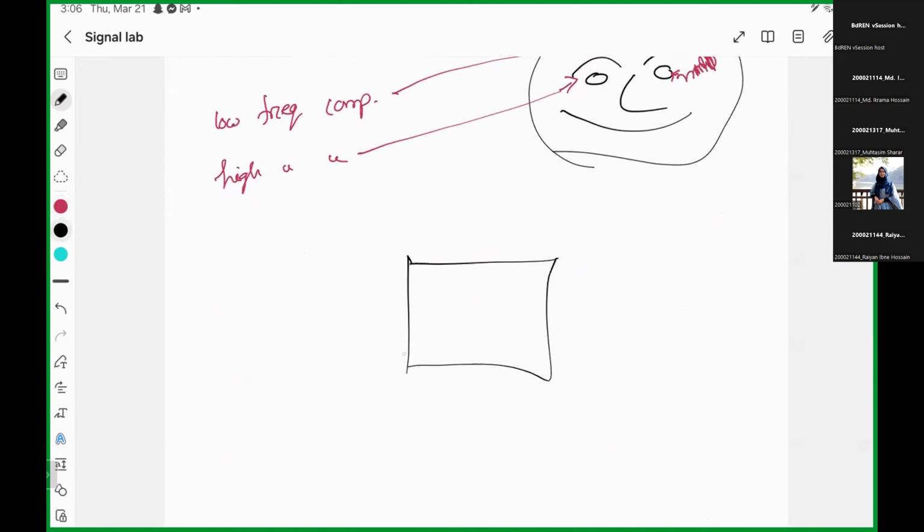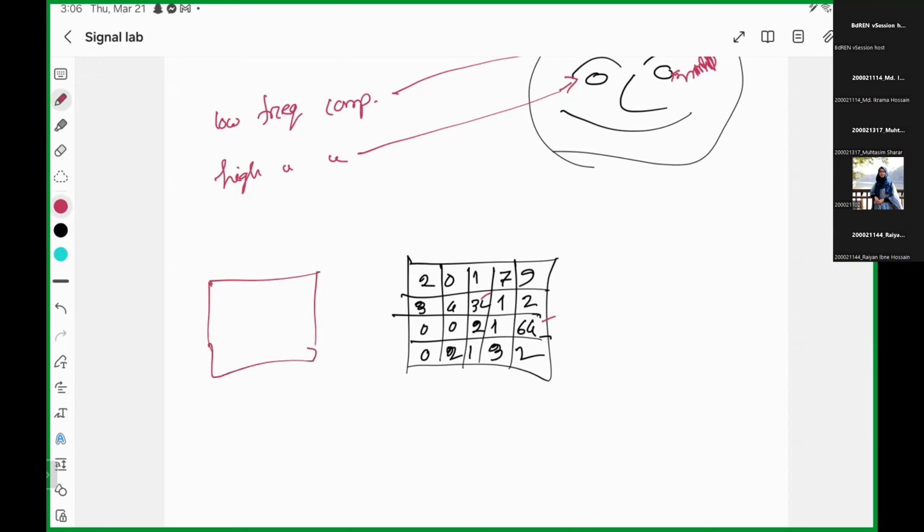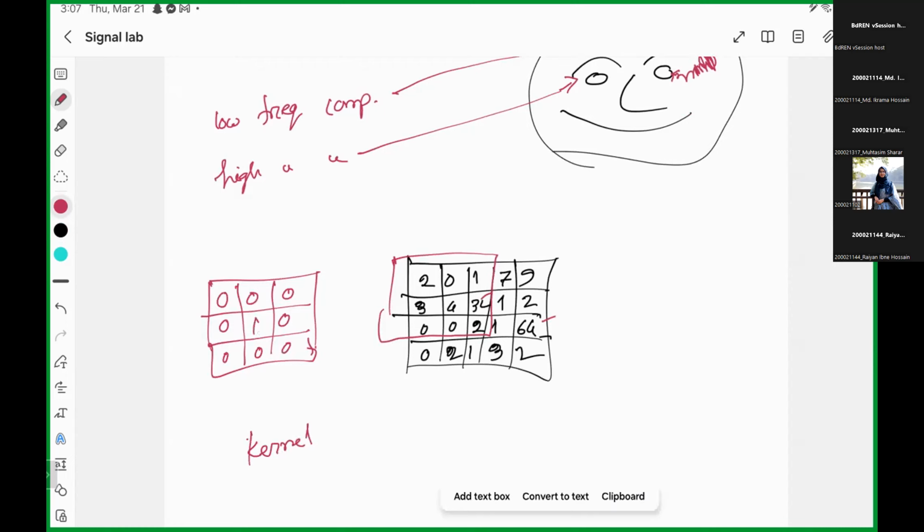How so? If you look at the pixel values, let's say I have the values 2, 0, 1, 7, 9, 33, 4, 32, 1, 2, 0, 2, 1, 64. You see, these values are very high, right? Now, do you know convolution operation? So this is called a kernel or a window. I can put this kernel on top of this and do point-wise multiplication. Let's say this is the kernel value. I multiply and replace the middle value with whatever summation I get. Will there be any change here?